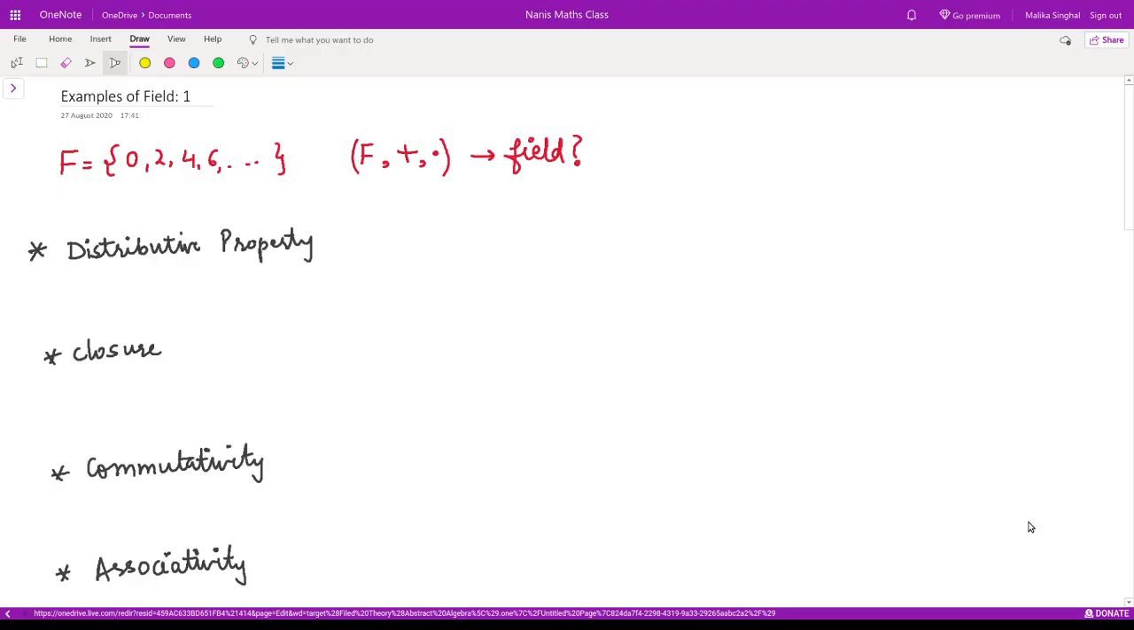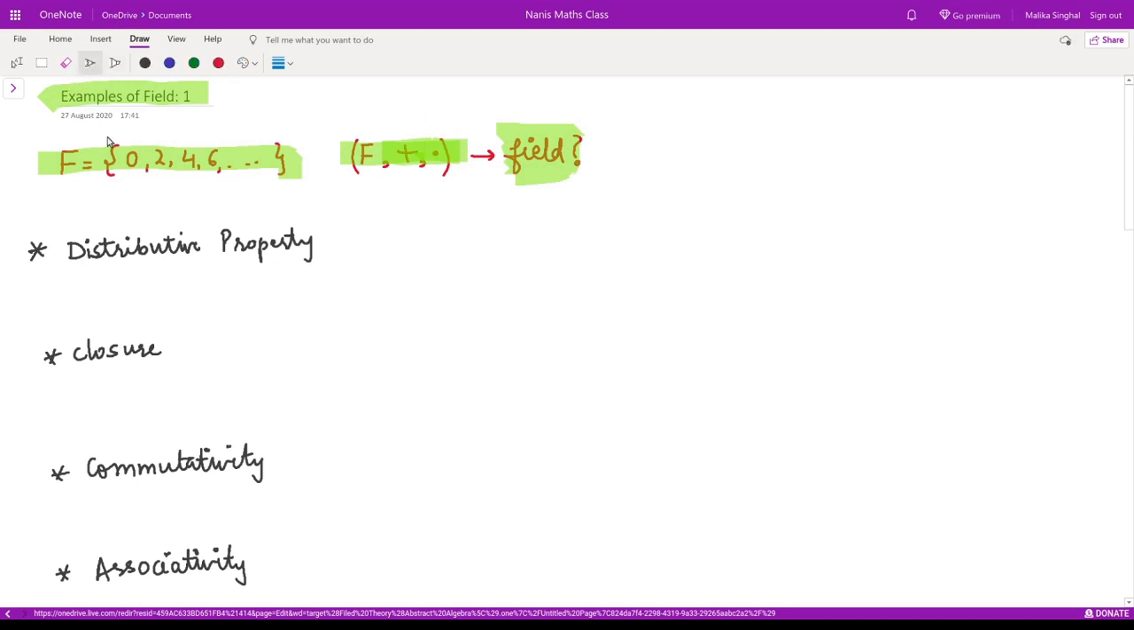Hello everyone, welcome to this video on field theory. In this video we are going to see examples of fields. So let us look at this set F, which is given to be non-negative even integers. We need to determine whether this is a field or not under the operations of addition and multiplication. So let us get started.